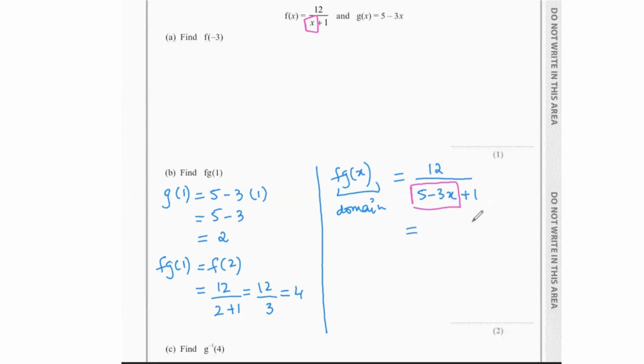So simplify the denominator. So that's 12 over 6 minus 3x. Now we can substitute the value of 1. So 12 over 6 minus 3 times 1. 12 over 3, and that is 4 as well. Both methods are correct. You can either find the value first and then substitute, making the new domain, or you can find the function first and then find the value. Either way, it's going to give you the right answer.